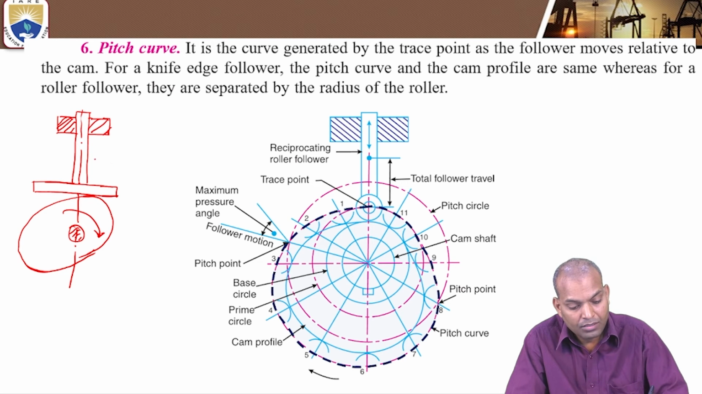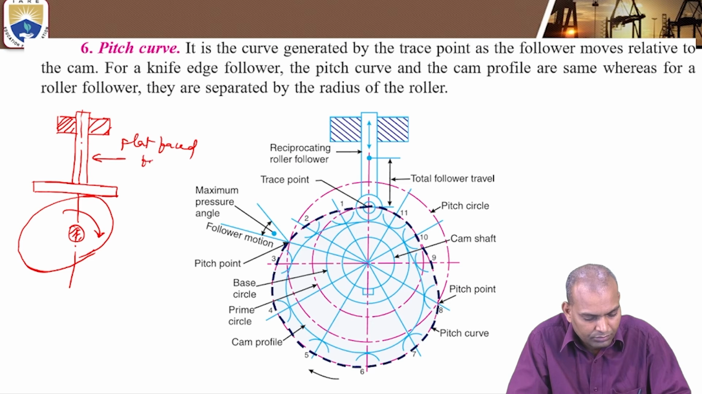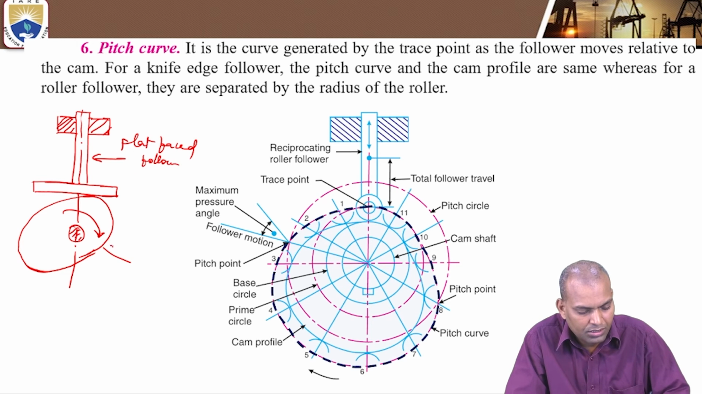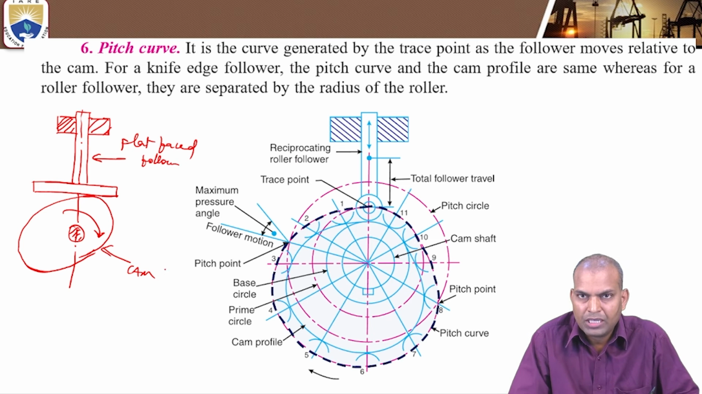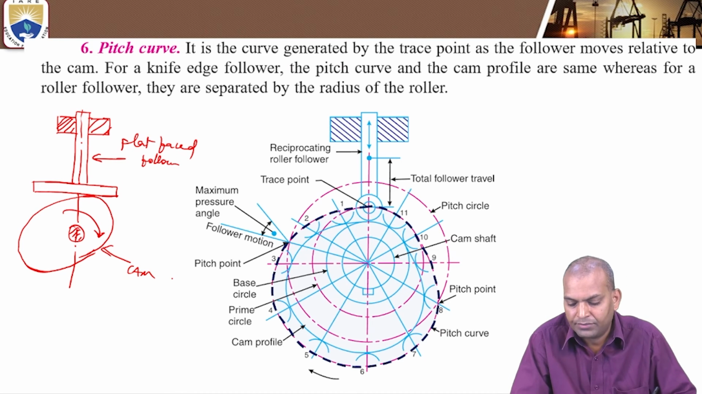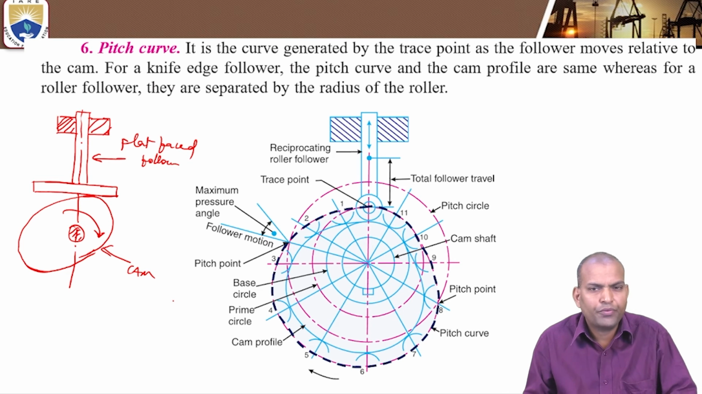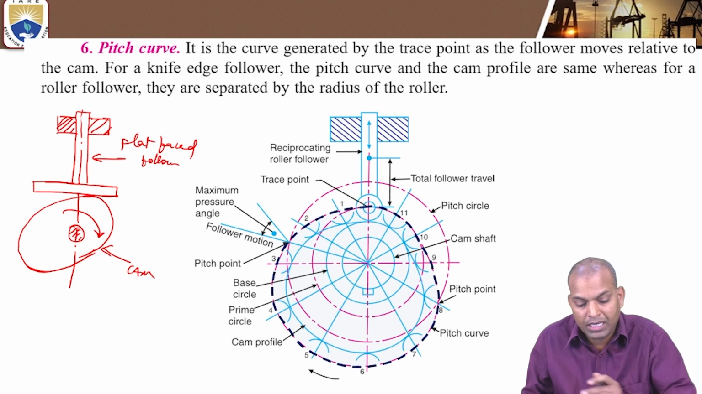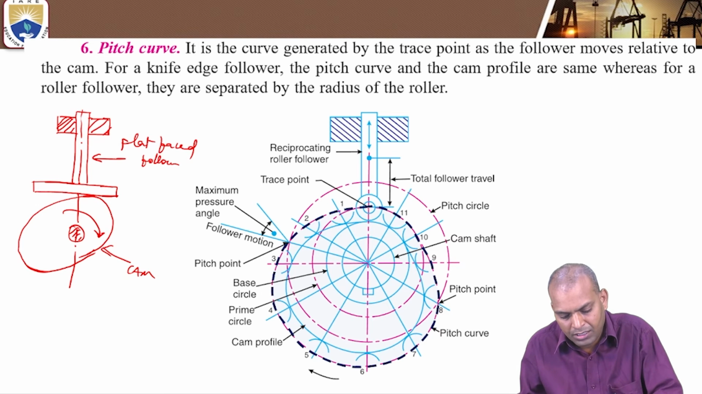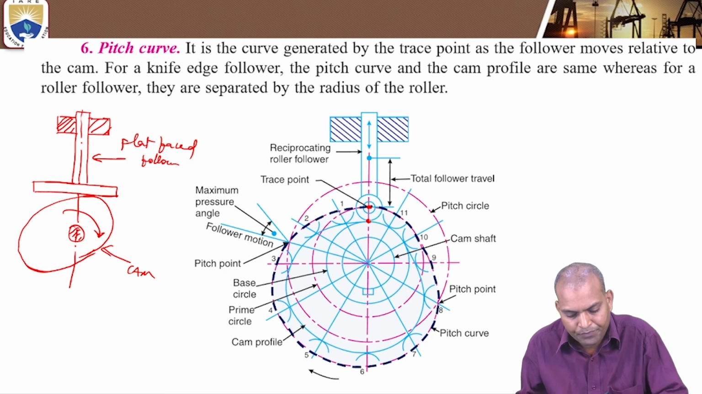Okay, and this is flat faced follower, and it is a cam. Now the curve is generated by the trace point as the follower moves relative to the cam. For knife edge follower, pitch curve is same as cam profile, whereas for roller follower it is not same, or it is separated by the radius of the roller. This is the radius of the roller, it will be separated.